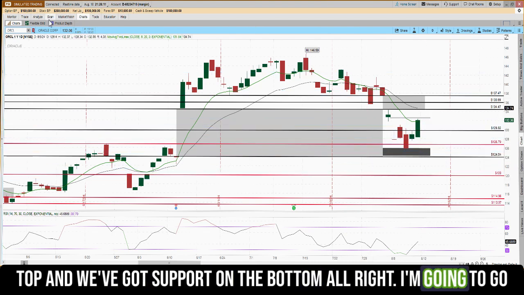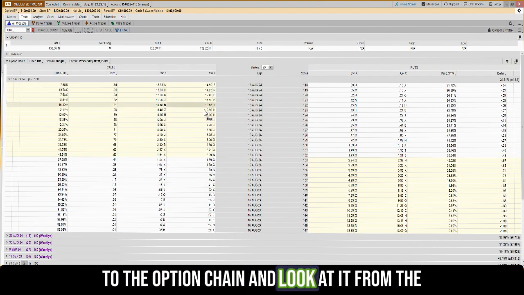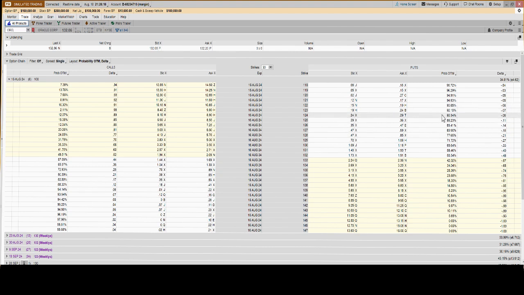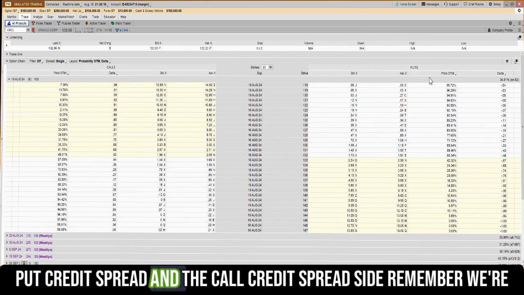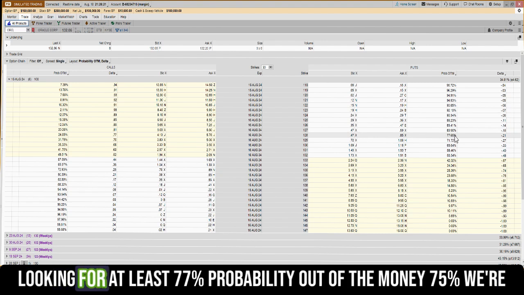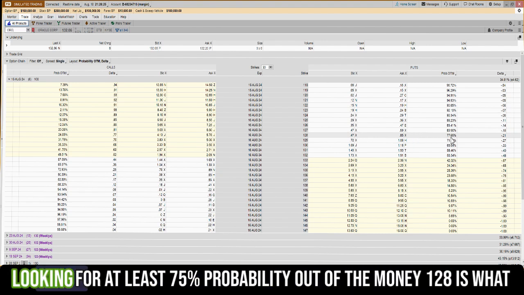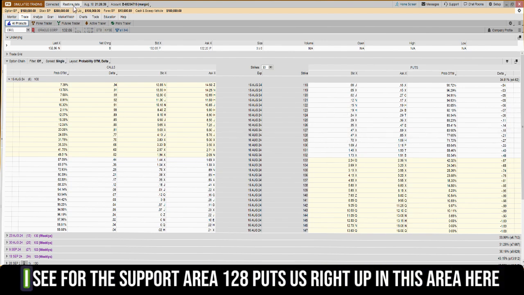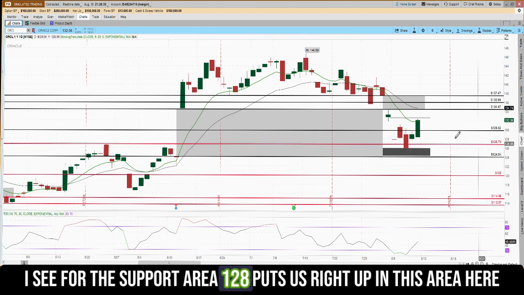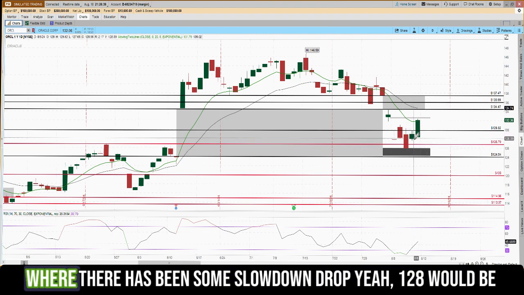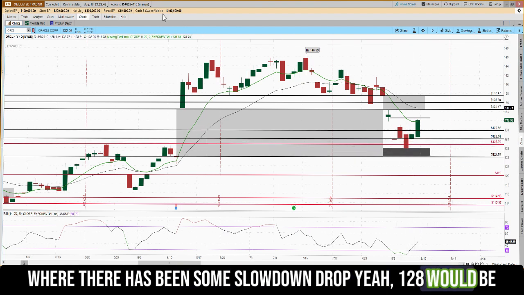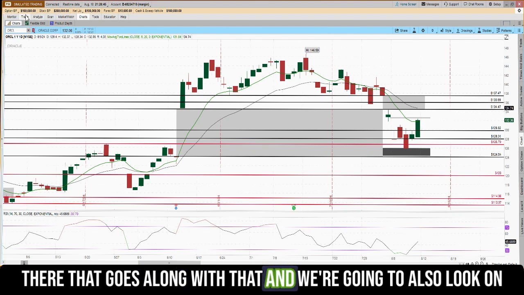All right. I'm going to go to the option chain and look at it from the put credit spread and the call credit spread side. Remember, we're looking for at least 75% probability out of the money. 128 is what I see for the support area. 128 puts us right up in this area here where there has been some slowdown, drop, yep, 128 would be there. That goes along with that.